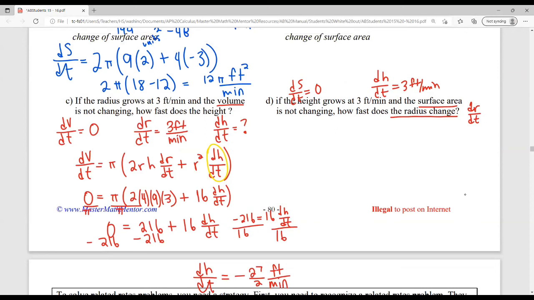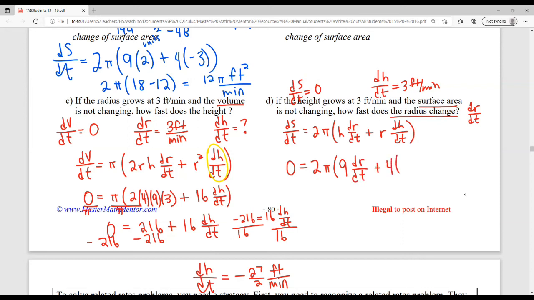The surface area formula from before was dS/dt is equal to 2 pi times h dr/dt plus r dH/dt. That's the formula from before. So now notice how I wrote all this stuff out that we knew. We knew the surface area was not changing, so that's dS/dt. And now that we know all of this, we can just plug it into the equation. The height was 9 feet, dr/dt. That's what we don't know. That's what we're trying to solve for. The radius was 4 feet, and the height is changing at a rate of 3 feet per minute.